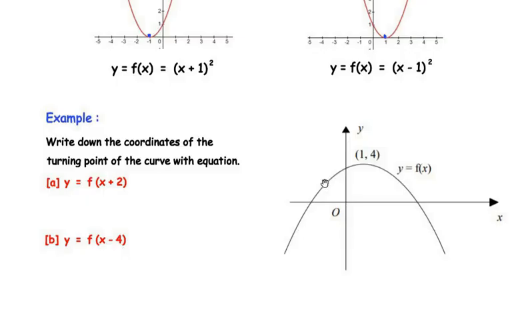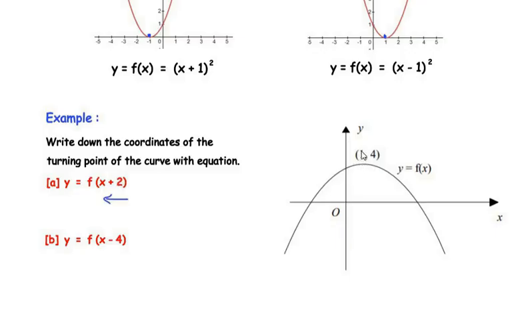Now here we have been given a function y is equal to f of x, and the coordinates of the turning point are given to us, that is 1, 4, where 1 is the x coordinate and 4 is the y coordinate. Now if we look at the first transformation, this is a horizontal translation, that is of the form f of x plus a. So this becomes a horizontal translation towards the left. This means that we have to shift this turning point towards the left by 2 units.